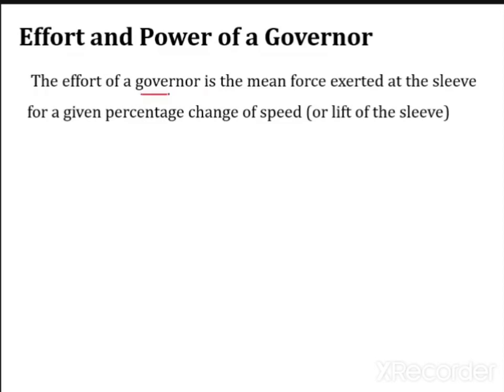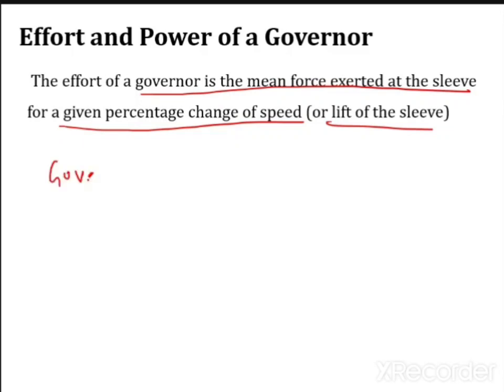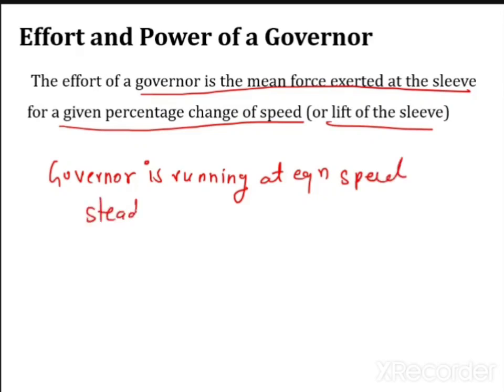The governor effort is a mean force exerted at the sleeve for a given percentage change of the speed. See, basically what you have to understand is that as the speed changes, there is some effort on the governor's sleeve. For the given percentage change of the speed, it means the lift of the sleeve. Now let us say that the governor is running steadily, at equilibrium speed.